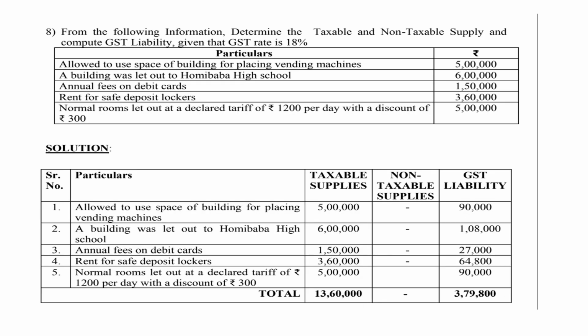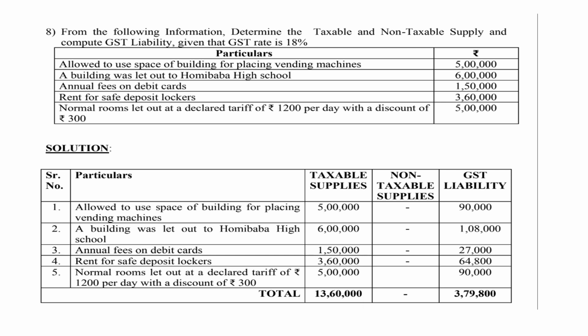Then next. From the following information, determine the taxable and non-taxable supply and compute GST liability, given the GST rate is 18%. So we have to find out taxable supply, non-taxable supply, and we also have to calculate GST liability, which is 18%. First condition here is allowing use of space of building for placing a vending machine. You are giving the space of building for a vending machine, so it is a taxable supply. GST rate applicable here is 18%. So on 5 lakh, 18% will be 90,000.